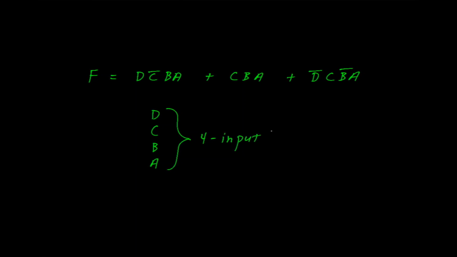Then we need to look at each of our terms and see if they contain all 4 inputs. This one does, this one does, this one does not. So these are not minterms. We could expand this. This becomes D, C, B, A, and this D naught, C, B, A. Now we have the correct circuit.